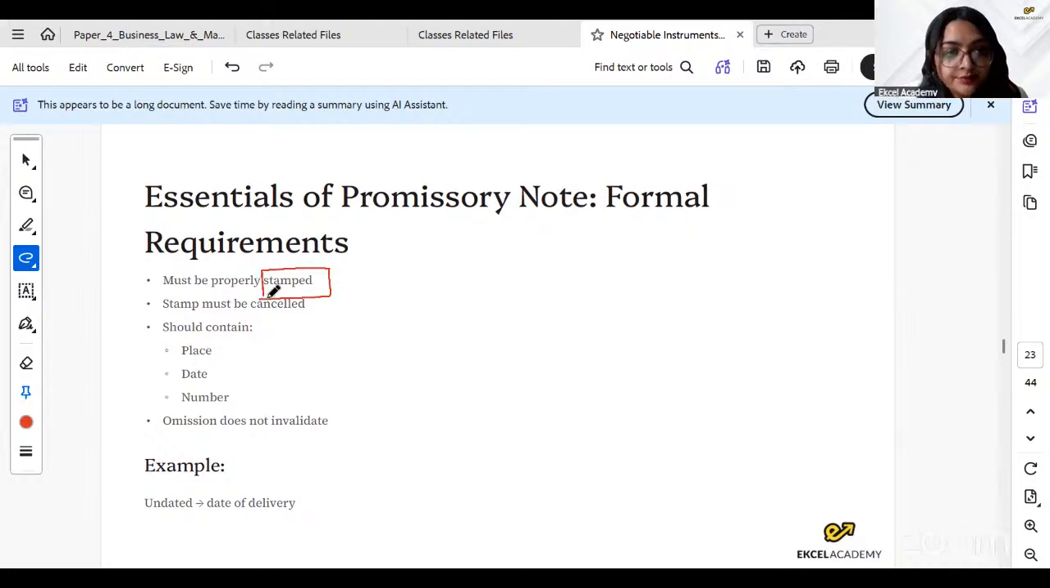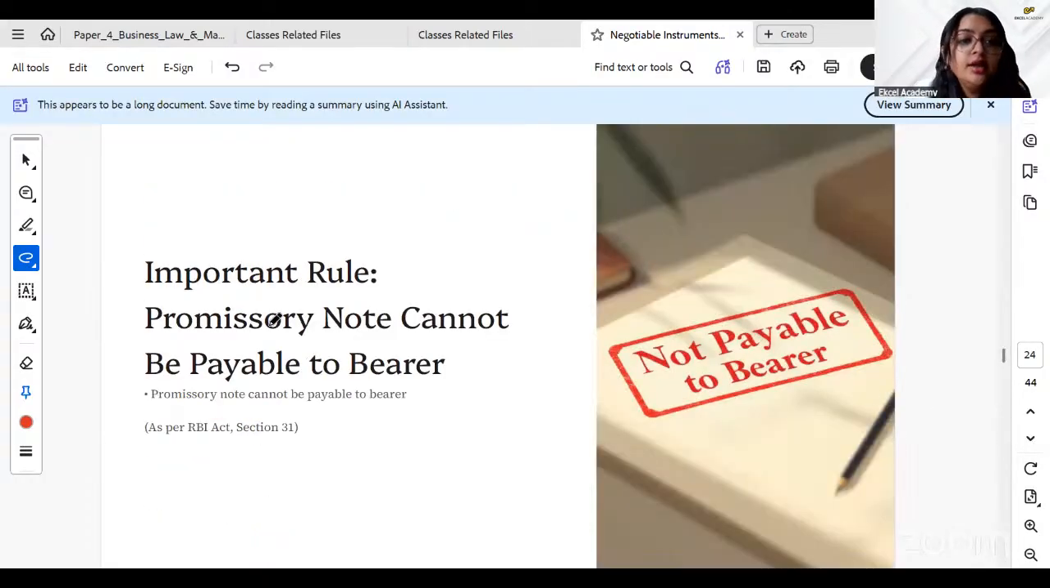It has to be stamped. That stamp should be cancelled. It should contain the place, date and number of the stamp. Omission does not invalidate. Okay, undated, that is, your date of delivery is not mentioned. All right, so you need to make sure that all of these formal requirements are met for your promissory note to be valid. Okay, promissory note cannot be payable to bearer. So this is very important. If I am saying I will pay 5,000 rupees to the holder of this, doesn't that make it look like money in circulation, right? So promissory note is something which cannot be payable to a bearer.